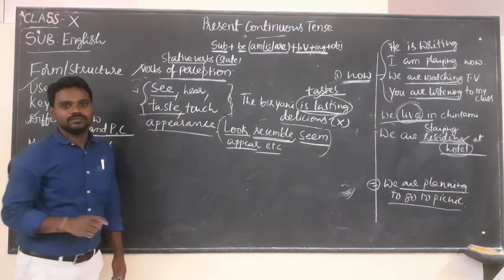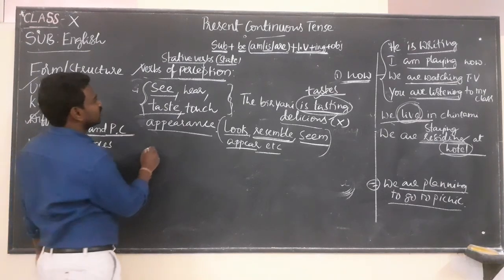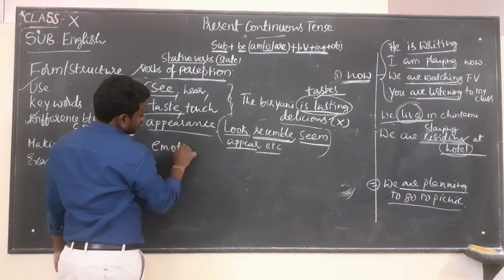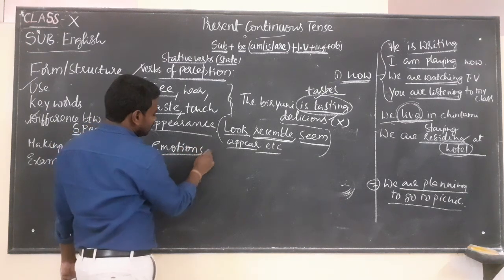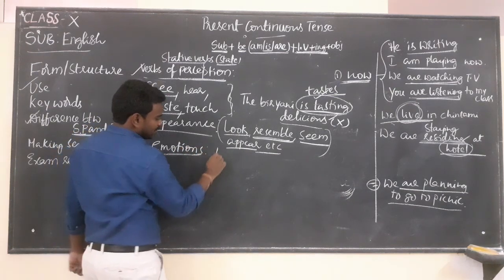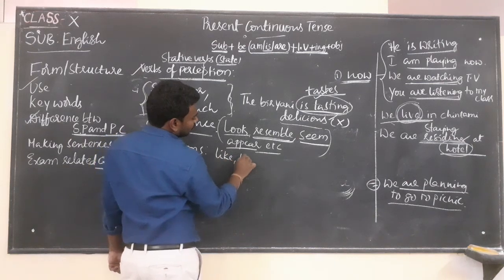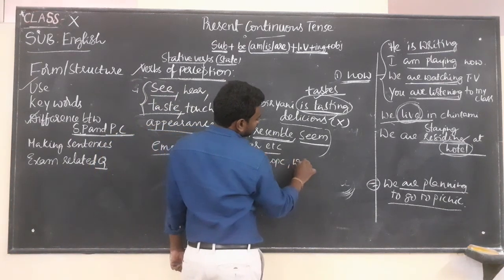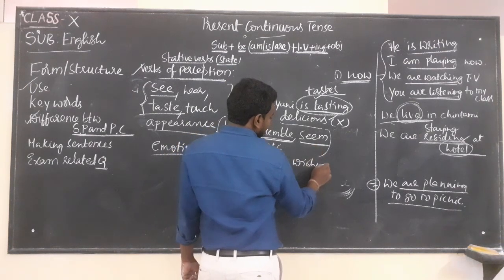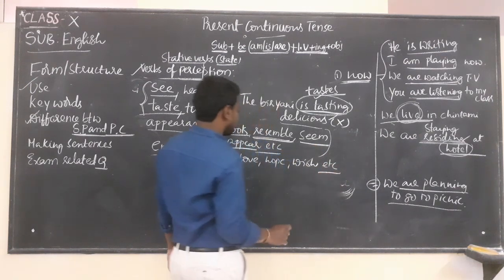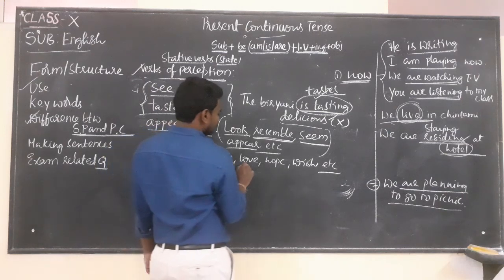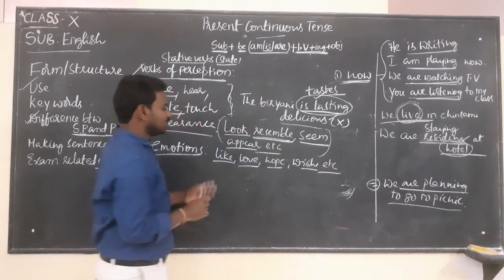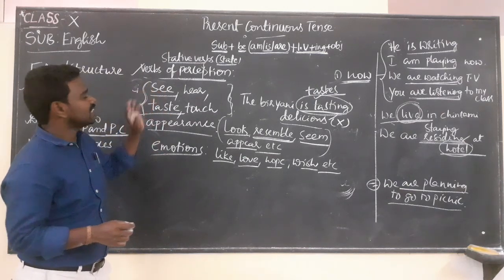And next one. There are some verbs which are related to emotions. For example, like, love, hope, wish, right? There are many verbs like this. I will give you the list. So the verbs like, love, hope, wish indicate emotions.